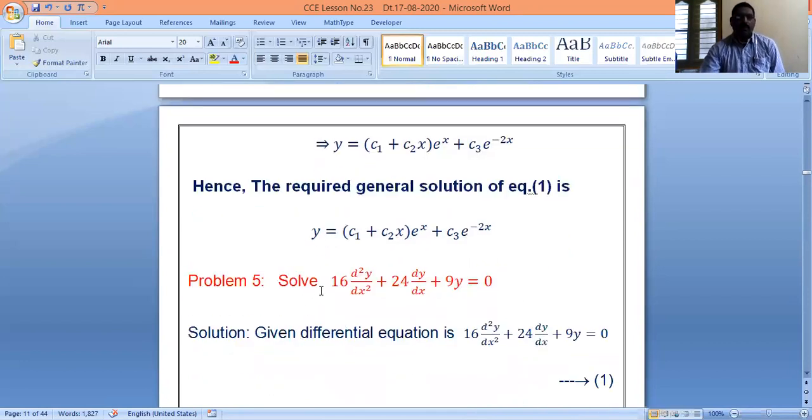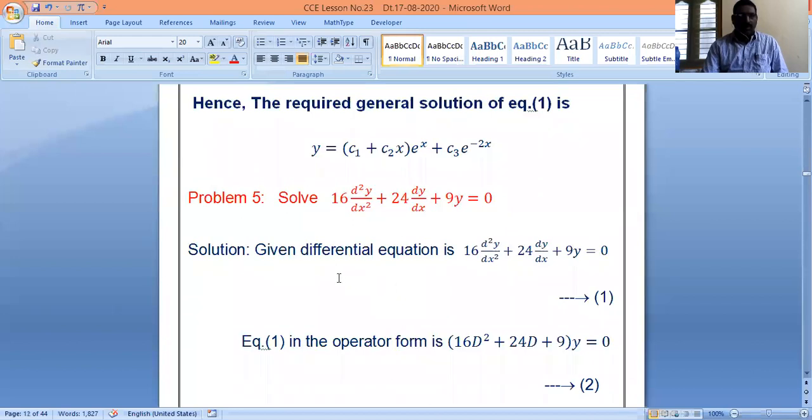Now problem 5. Solve 16 d square y by dx square plus 24 dy by dx plus 9y is equal to 0. Here the given differential equation is 16 d square y by dx square plus 24 dy by dx plus 9y is equal to 0. Let this equation be 1.